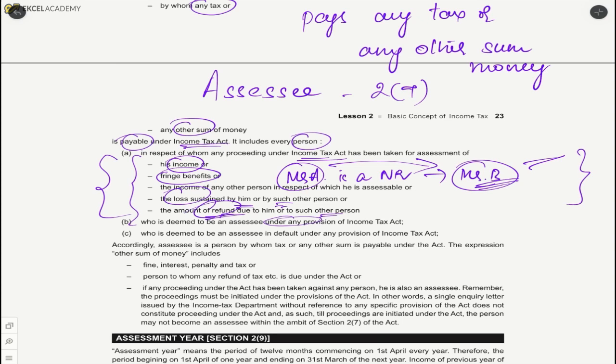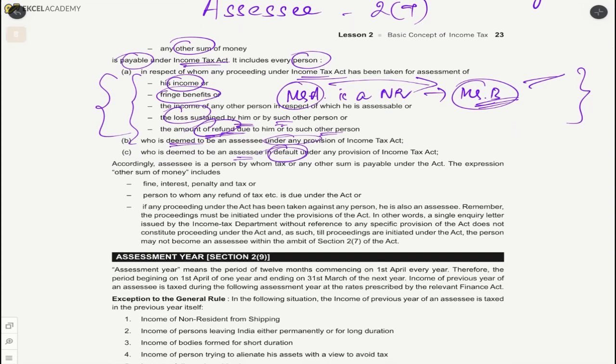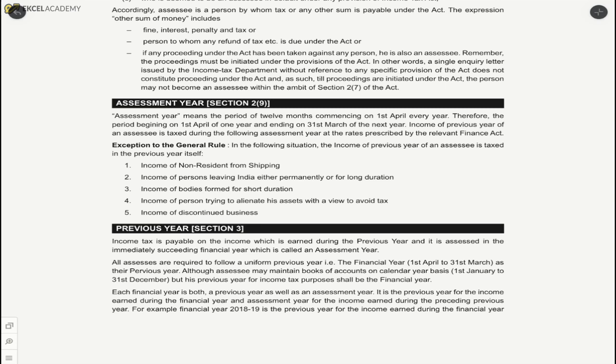As long as some provision of the income tax says you are an assessee, you will be considered as an assessee. Who is deemed to be an assessee in default under any provision of income tax. That means you are supposed to do something but you haven't done it. So in such cases you will be under default, and then also you will be considered as an assessee. Accordingly, assessee is a person by whom tax or any other sum is payable under the Act. What is this any other sum now? They say it could be other sum of money as well. So the any other sum or other sum of money part refers to any fine payable, any interest payable, if there is any penalty other than tax payable by the assessee. So even in such circumstances, the person would be treated as an assessee.